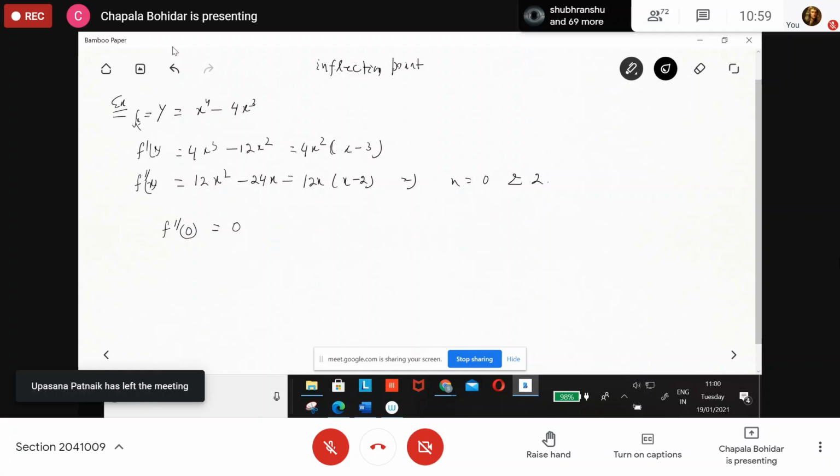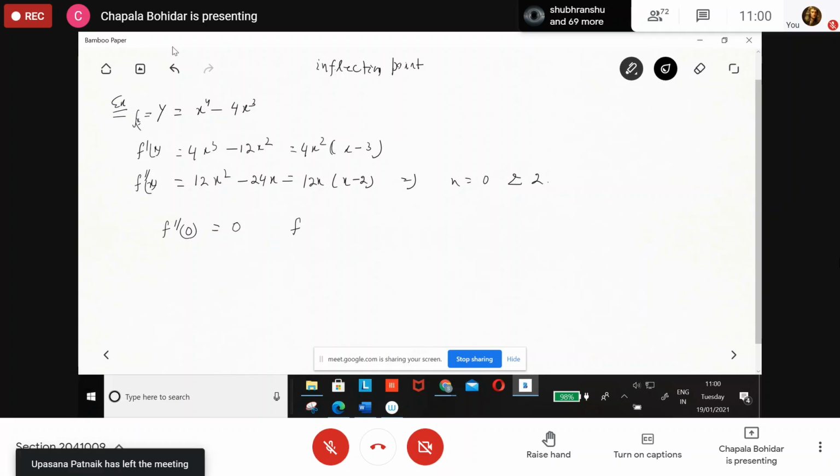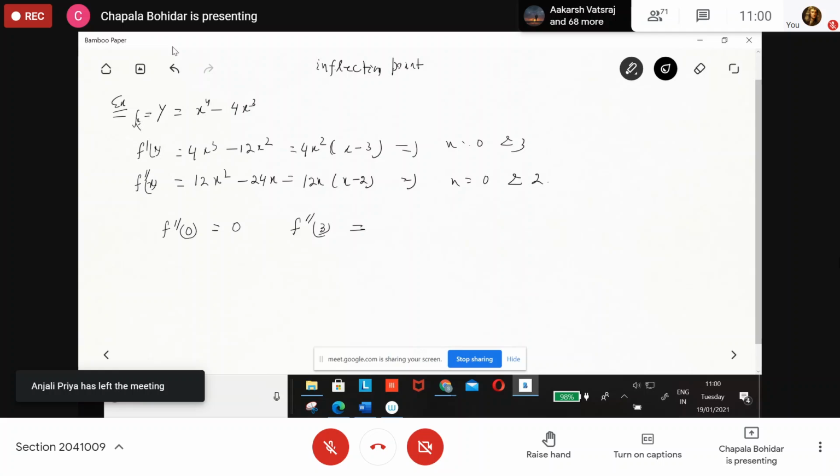And then f'(3) is equal to 0. So f''(3) here. This implies x is equal to 0 and 3. You have the second derivative test: if f'(c) is equal to 0 and f''(c) is greater than 0, then f has local minimum at c. So now f''(3), what you are getting? 36. It is greater than 0.